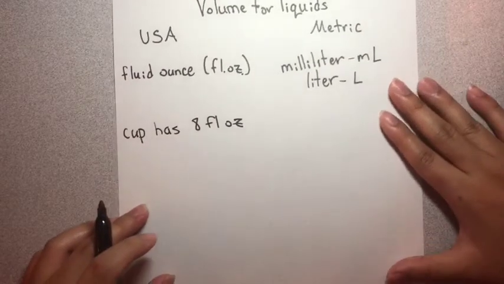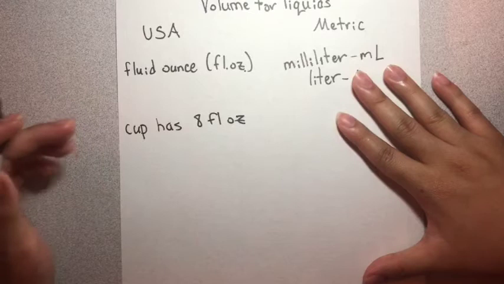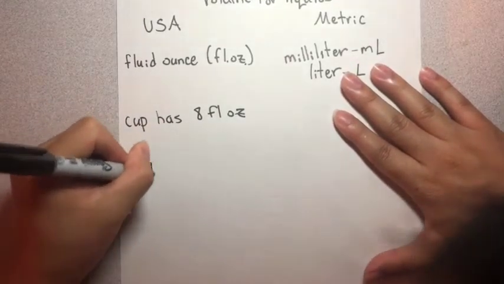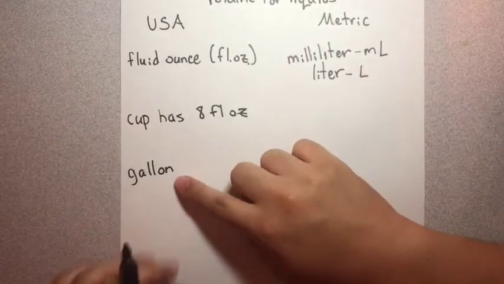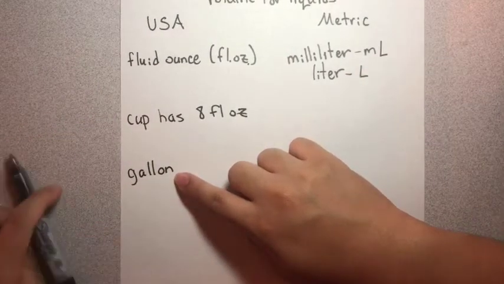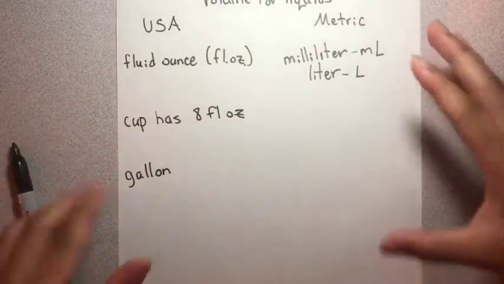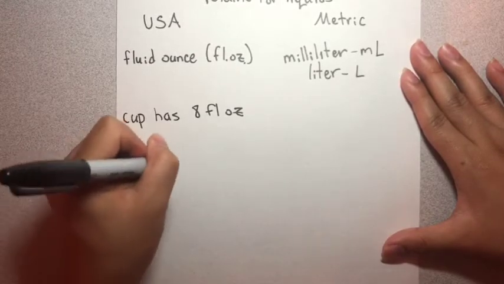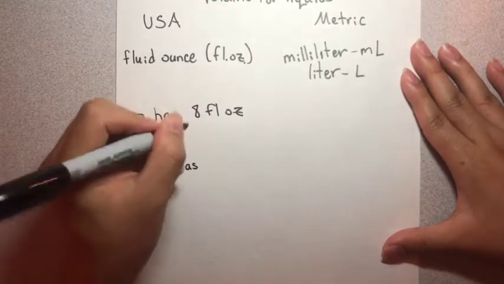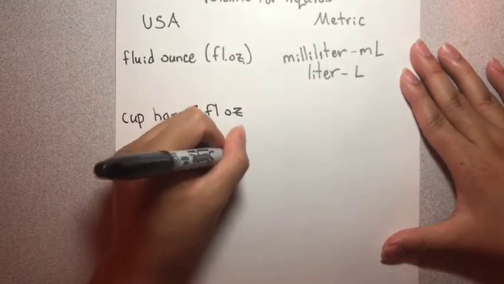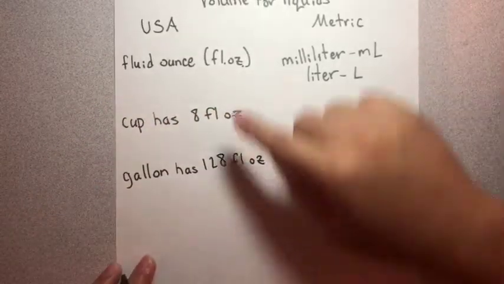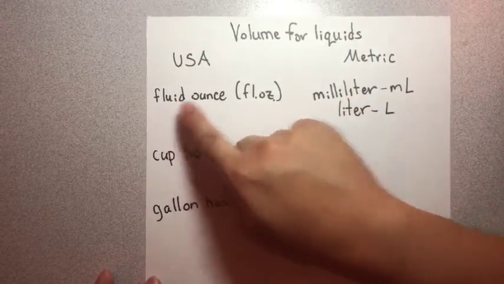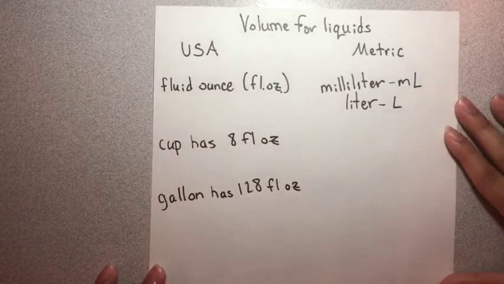And then we have, let's do a gallon. A gallon is important. A gallon. So when you buy milk at the grocery store, if you buy a really big bottle of milk, it comes in a gallon. A gallon has 128 fluid ounces. You don't actually need to know these numbers. These numbers are not important. But you do need to know the words fluid ounce, cup, and gallon.